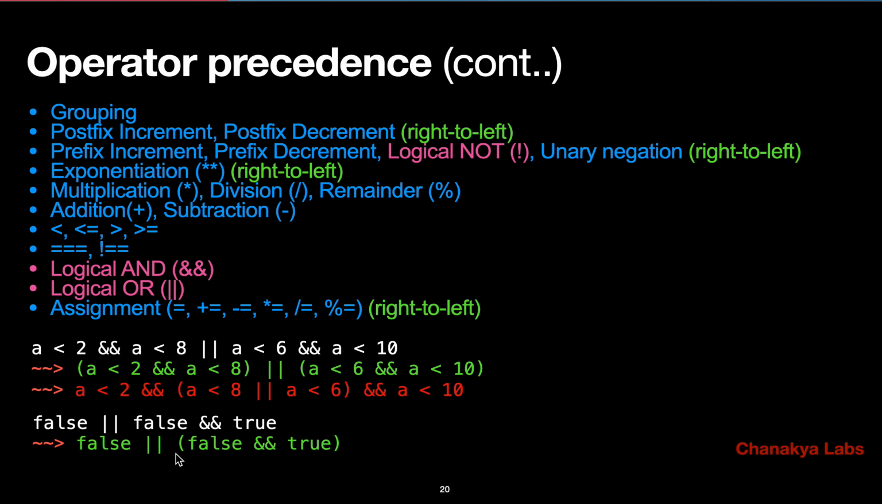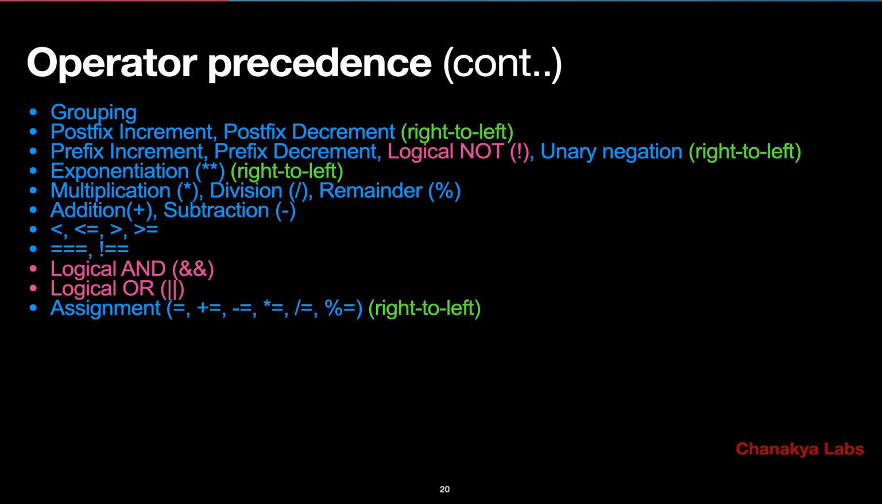In some cases the answer will not be the same. For example, here if you do or first, then the answer will be different. Here if you do and first, then the answer will be different, and the correct answer is when you do and first. Okay, so that would be all for now. Next we will look at truthy and falsy values in the next video.